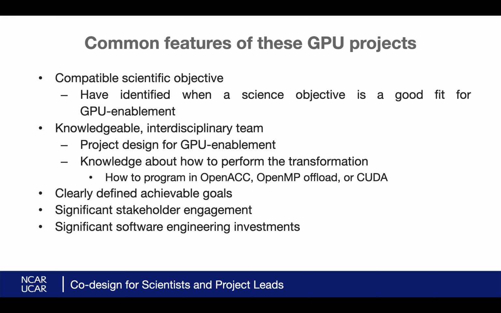Another feature of these projects is a knowledgeable interdisciplinary team. You have to have domain scientists, mathematicians, software people, and people that understand the hardware. And so they typically have a very specific project design and knowledge about how to perform the code transformations that are necessary. It also had clearly defined achievable goals, and significant stakeholder engagement and software engineering investments as well.